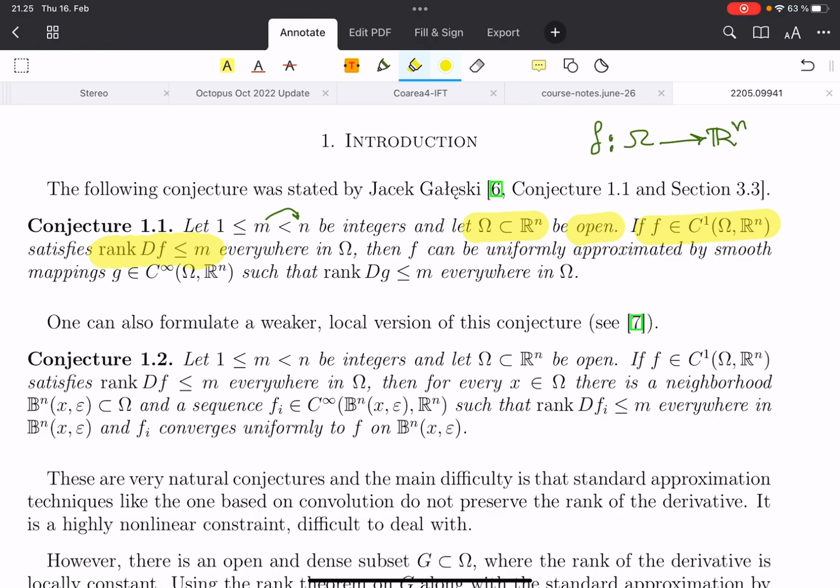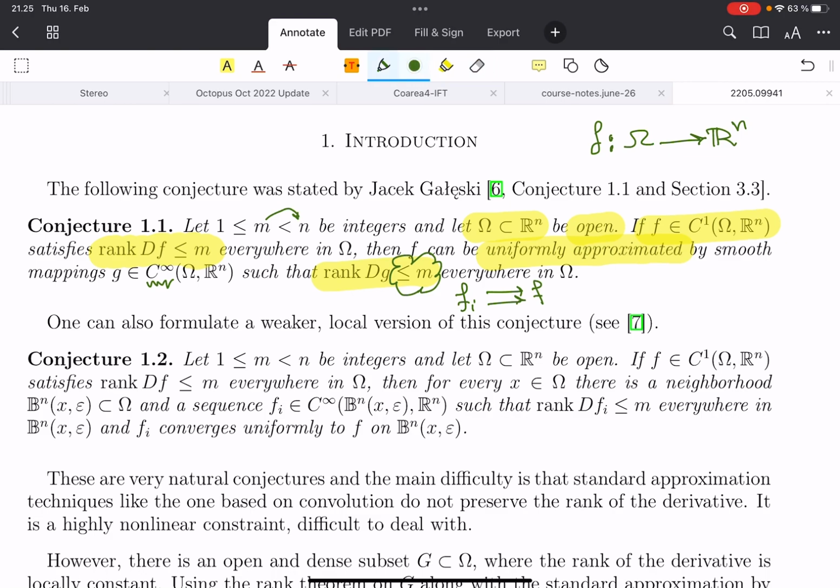So you start with a function from Omega to R^n, and you assume that its rank is always at most m. Can f be uniformly approximated by a sequence of smooth mappings whose rank also remains bounded from above by m? So we want f_i to uniformly converge to f. Maybe we will be happy enough if it did just locally. The point is that we have increased the regularity to, say, infinity, but also haven't allowed this rank to shoot up.